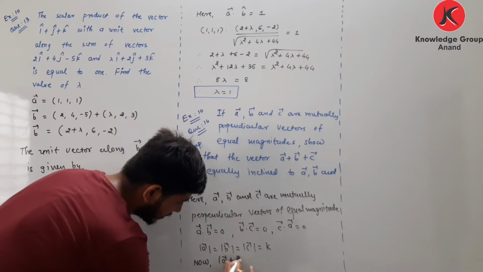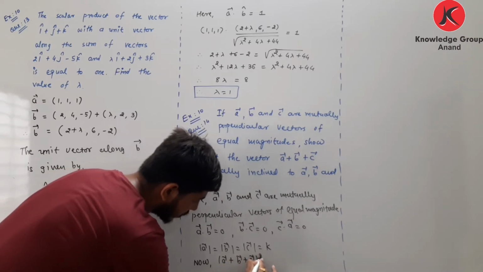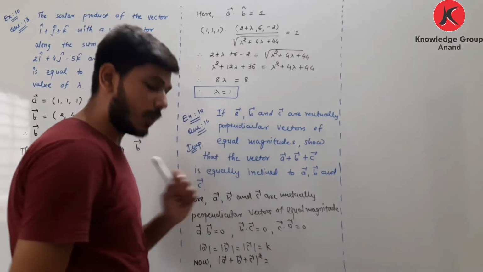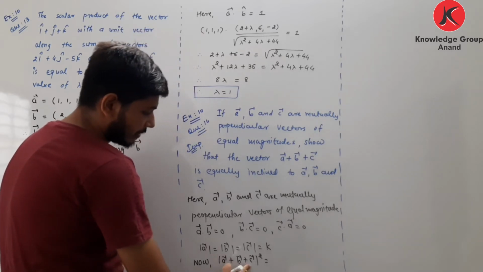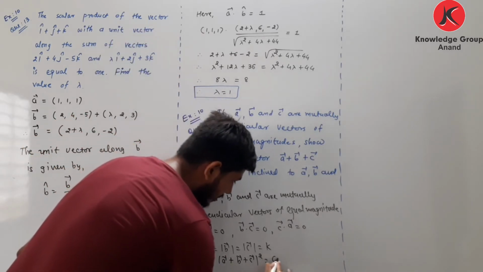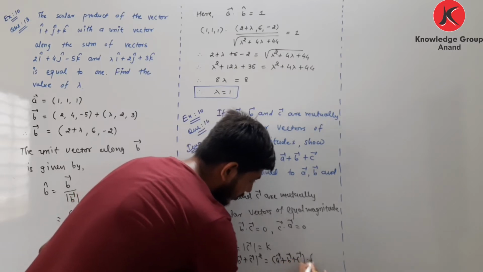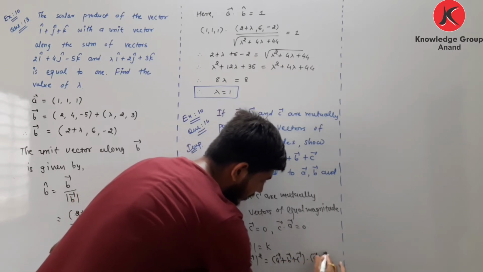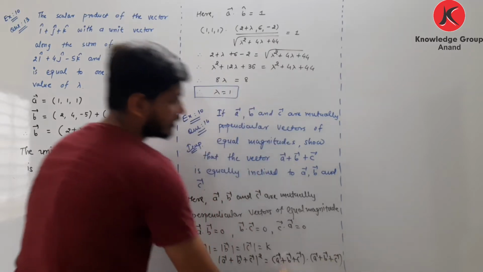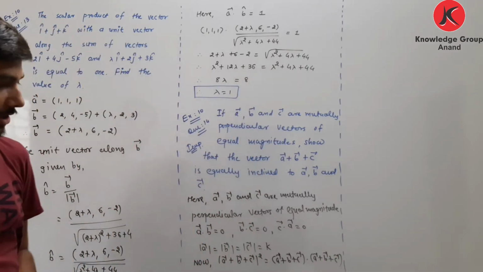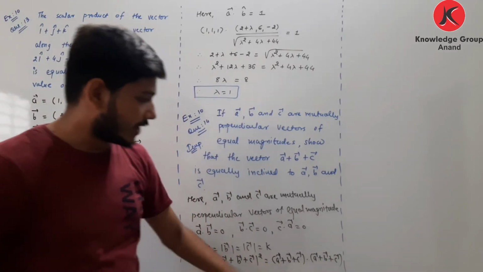So we know that the magnitude square of vector A bar plus B bar plus C bar equals A bar plus B bar plus C bar dot A bar plus B bar plus C bar. This property we have learnt. Okay. Now simplify this thing.